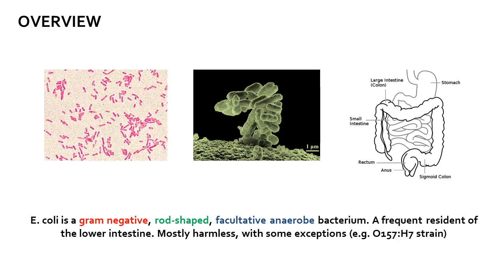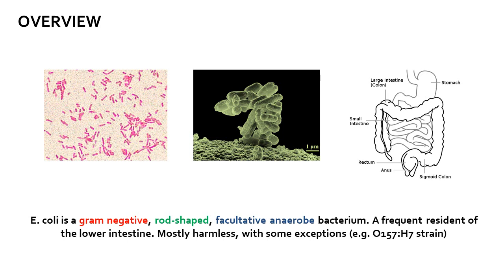E. coli is a gram-negative, rod-shaped bacterium that appears light red on the gram-staining method, since gram-negative bacteria do not retain the crystal violet stain due to the presence of only a very thin peptidoglycan cell wall sandwiched between the inner and outer membrane. It is a facultative anaerobe, meaning that it can make ATP by aerobic respiration if oxygen is present, but is capable of switching to fermentation if oxygen is absent.